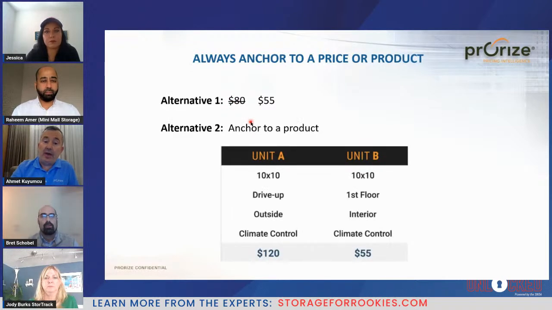A better way to anchor is to anchor to a product that is similar. So when you're displaying on the website, you can see that unit B is anchored to A. And here it's very comparable. You see the 10 by 10 drive-up versus first floor. This is outside, and then climate control. So a lot of things are similar except price. You see a big gap in the price.